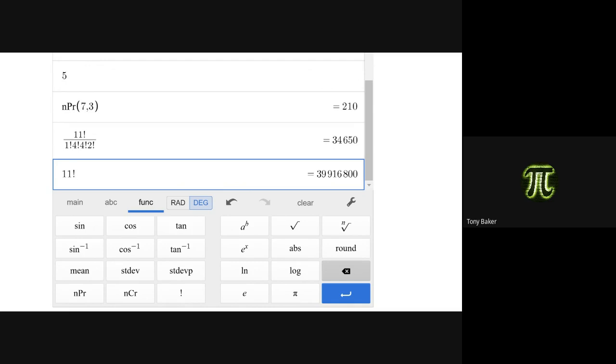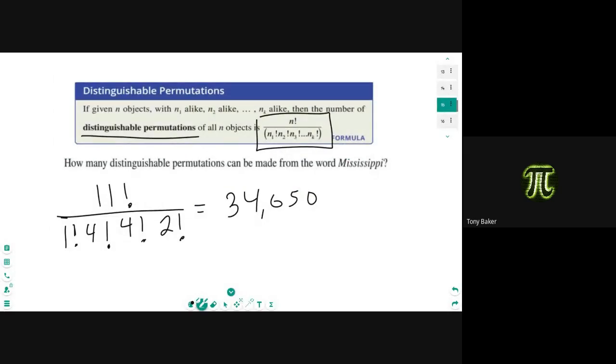The difference between the permutation and the counting principle is that in the counting principle, I'm taking all of them. So I have 11 and I'm choosing 11 of them. In permutations, I'm picking a certain subset of them. Out of those runners, how many different ways can I pick 3 of them? That's where we're looking at the permutations.